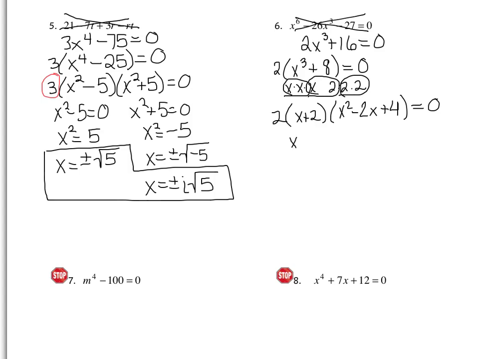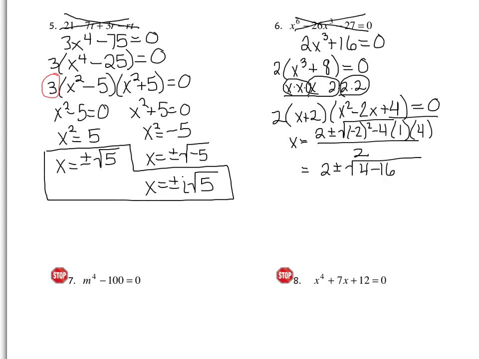And again, it's x equals the opposite of b, so 2 plus or minus the square root of b, which is negative 2 squared, minus 4 times a, which is 1, times c, which is 4, all over 2 times a, so over 2. Let's clean this up. 2 plus or minus the square root of negative 2 squared is 4, minus 16 all over 2. Keep cleaning it up. It's 2 plus or minus the square root of negative 12 over 2. So now we have to simplify that radical.